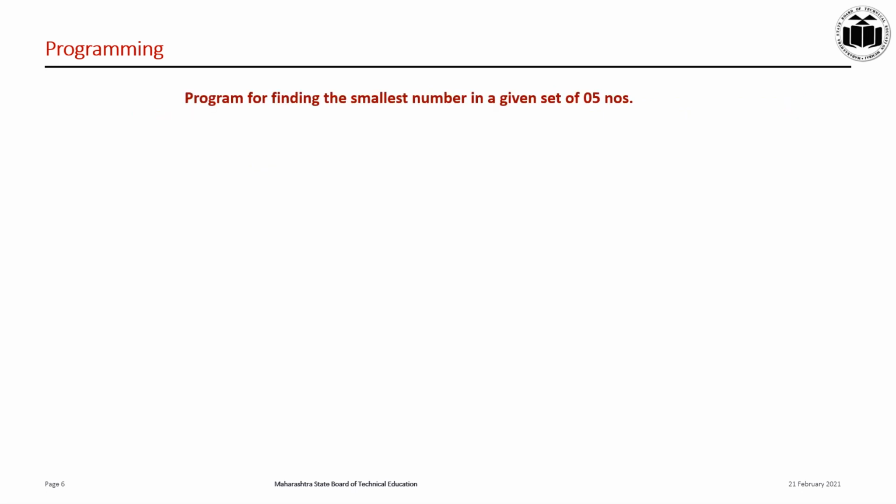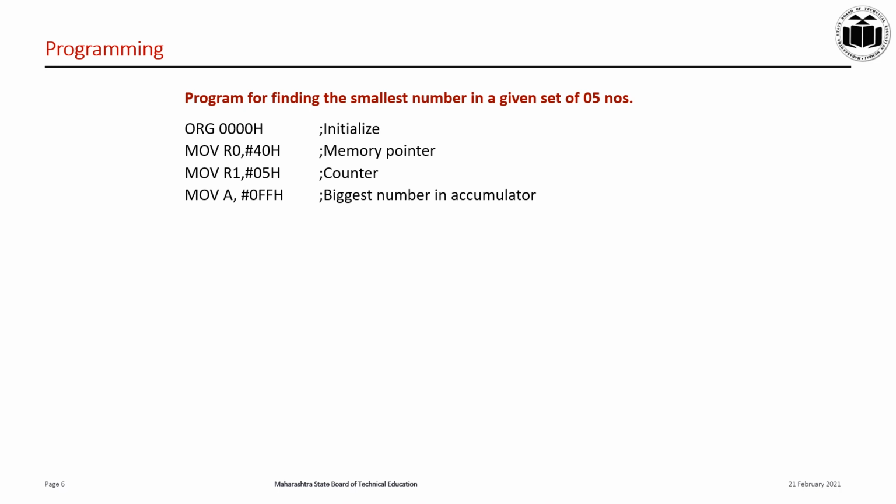Program for finding the smallest number in a given set of 5 numbers. ORG 0000H to initialize the starting memory address. MOV R0, #40H. It will initialize the memory pointer. MOV R7, #5H. It will initialize the counter for 5 numbers. For finding the smallest number, we will load the accumulator with the highest value and then compare the given data with the contents of the accumulator. MOV B, @R0.